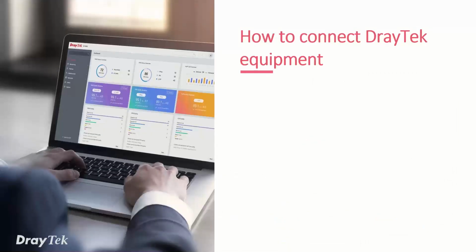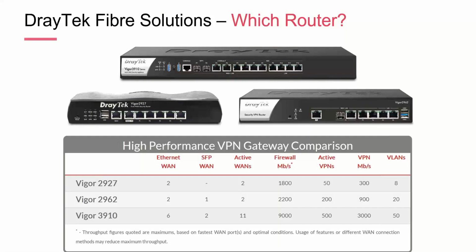So let's now look at how to connect DrayTek equipment. There's quite a lot of flexibility in what you connect DrayTek wise. I've got some of the high performance ones listed here, the 2927, 2962 and the 3910. These are all Ethernet based WAN connections where you could plug into any of the RJ45 WAN ports on there. But across the range, you can use the FTTP with any of our products that have an Ethernet WAN port. So something like the 2860, 2862, 2865, those all have an Ethernet WAN port, so can potentially connect to FTTP.